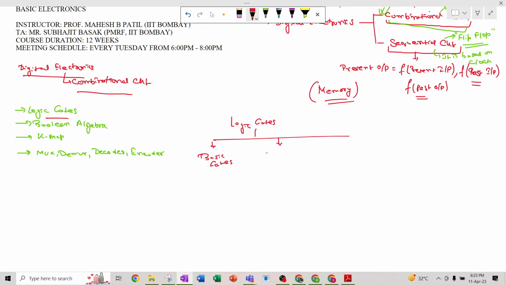Second one is, we can say, the universal gates, and the third one is the special gates. In the case of basic gates, there are three kinds of gates: NOT, AND, and OR. Universal gates are of two types: NAND and NOR. And in the special gates, there are XOR and XNOR. These are the three types of gates.